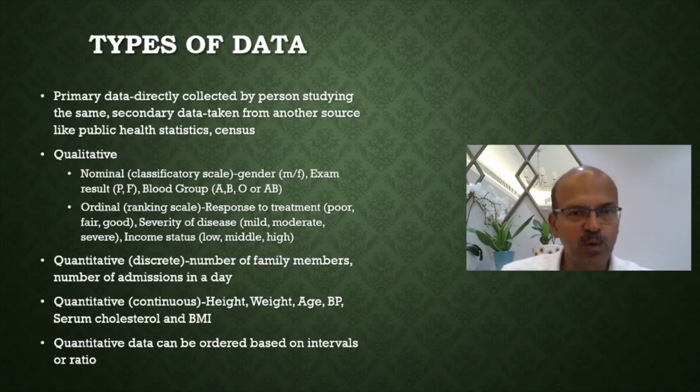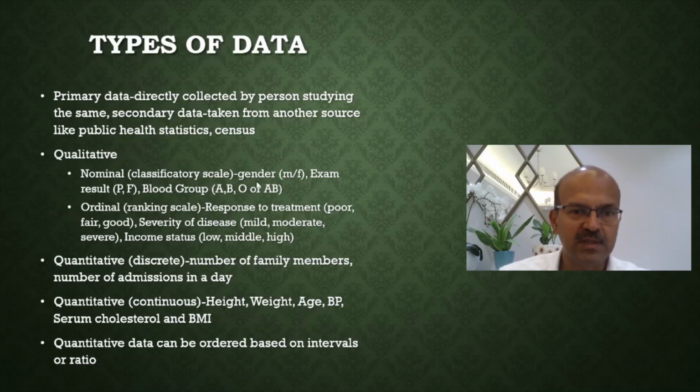So just a quick overview of the types of data. So we have primary data, where the data is directly collected by the person studying the information, and it can be secondary data where we take it from another source where they've already collected the information for any reason. For example, public health collects data like census, which has lots of useful information which we can use for other studies that we do. And we have qualitative data which can be nominal or classificatory scale.